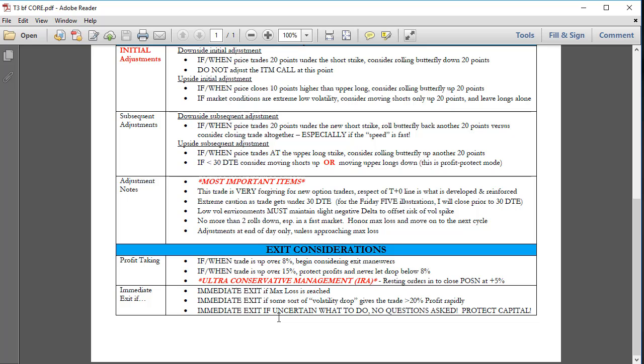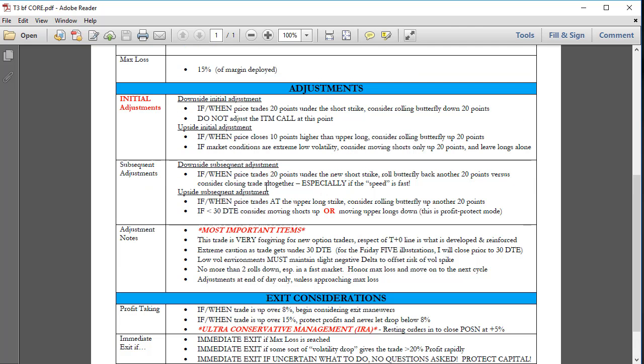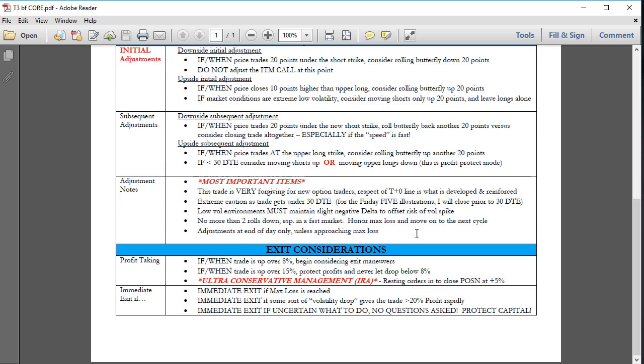If you don't know what to do, or you start stepping on strikes, or you've had a couple of adjustments and now you're getting a little bit confused, call me for an emergency meeting. We can look at your position, but first and foremost, you need to always be protecting your capital. If you don't know what to do, exit your trade and then piece it together so that it doesn't happen again. And that will happen.